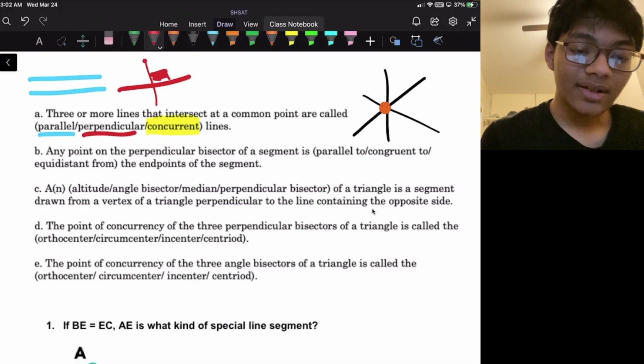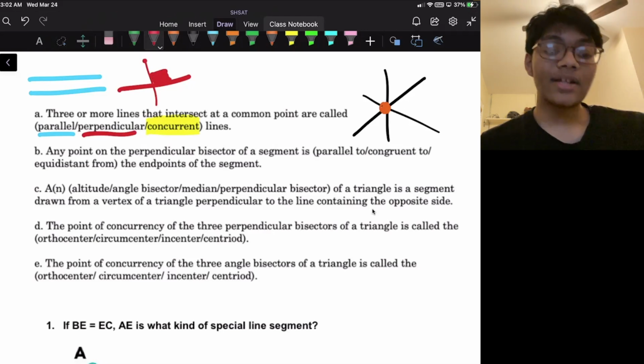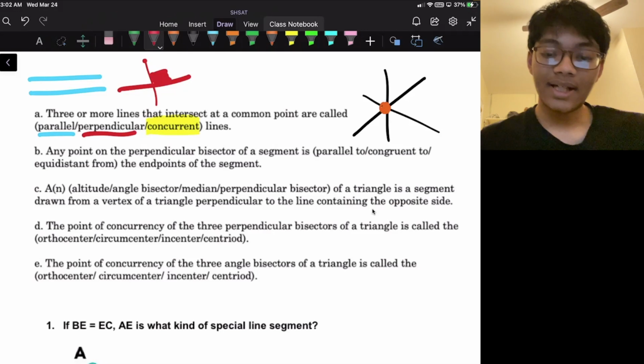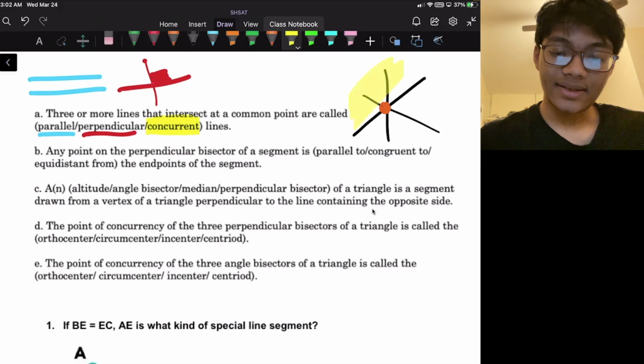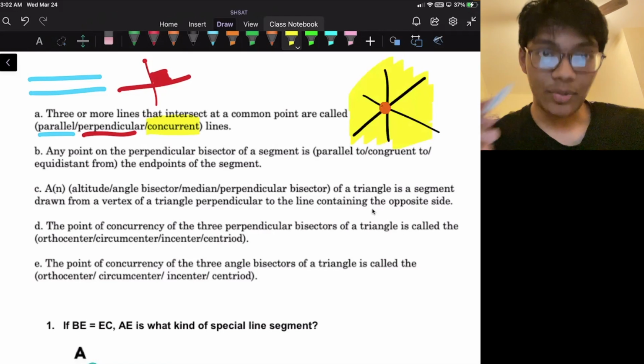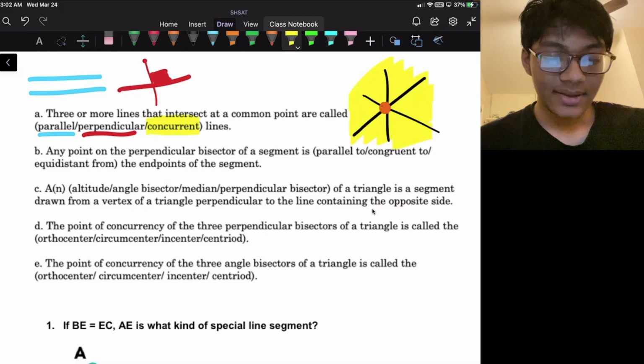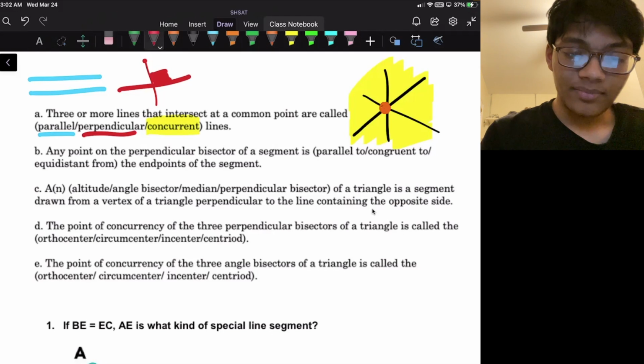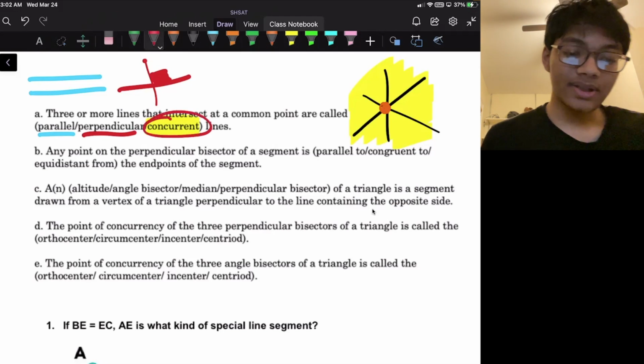So that's how perpendicular lines look. And concurrent lines, that's the answer, they look like this. All right? So three lines meeting up at a common point. That's concurrent lines. Okay. Next one up. Let me go ahead and circle it so people just know.